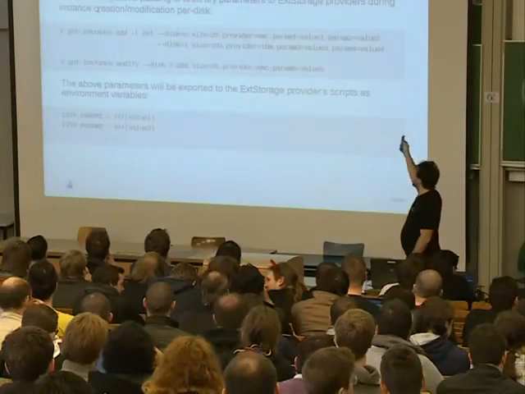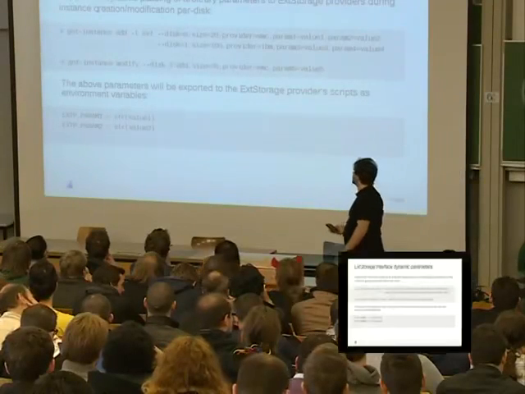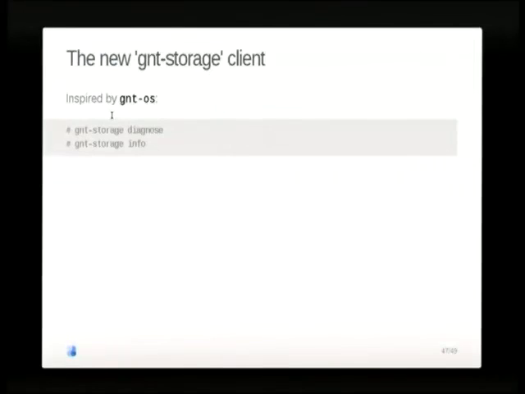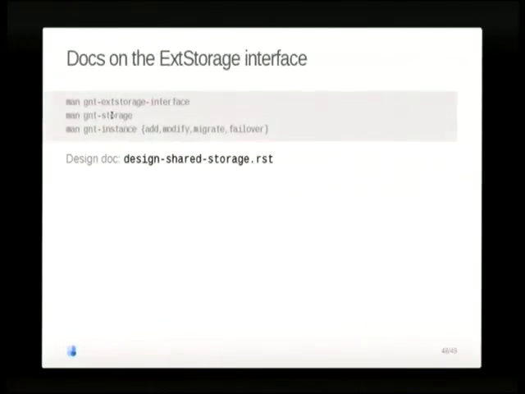And then those parameters get exported as environment variables. So with GNT storage, you get a way to diagnose your backend storages, and you get a way to get information about them. And these are the man pages and the design doc, which we argued a lot about before accepting the current implementation. So clearly now it's there.